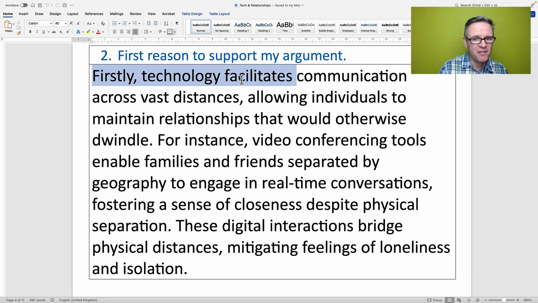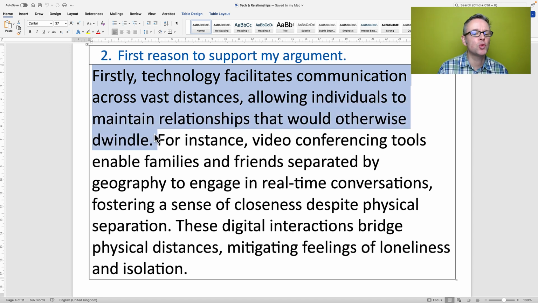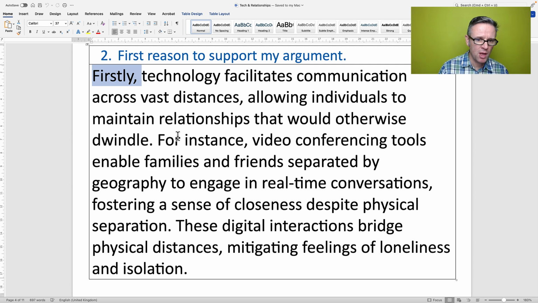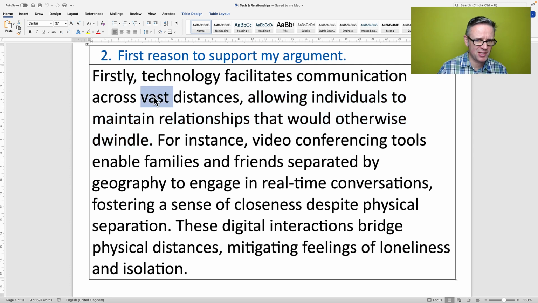Firstly, technology facilitates communication across vast distances, allowing individuals to maintain relationships that would otherwise dwindle. Here we have a fronted adverbial, and we have an adverbial at the end of the sentence, allowing individuals to maintain relationships that would otherwise dwindle. And what I like about this sentence is vast distances. Vast is very large, although it is a more high-level word than huge or large. Vast distances. That's also a collocation in English. When we talk about large distances, you will often hear vast distances.